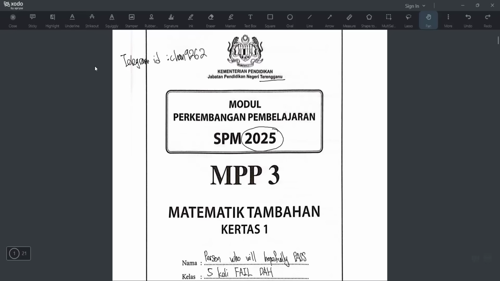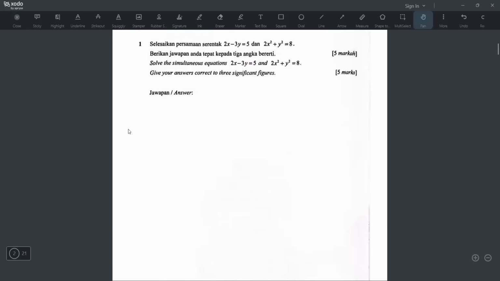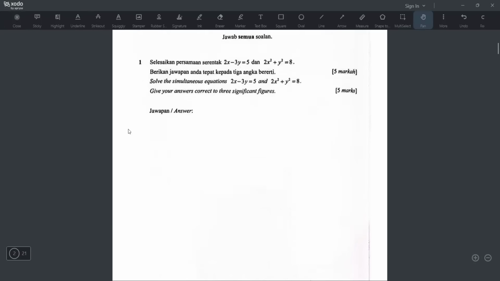Alright. So this video I'll go through the Addmaths paper, and this is the Terengganu one. Terengganu Addmaths SAM 2025. Okay, let's start. Bahagian A, jawab semua soalan. Alright. Number one, solve the simultaneous.